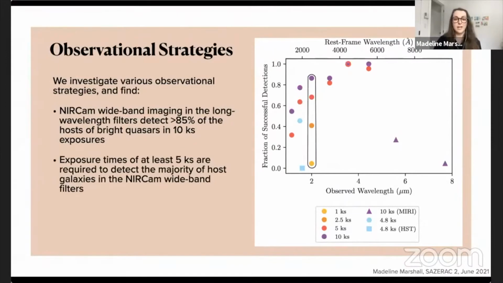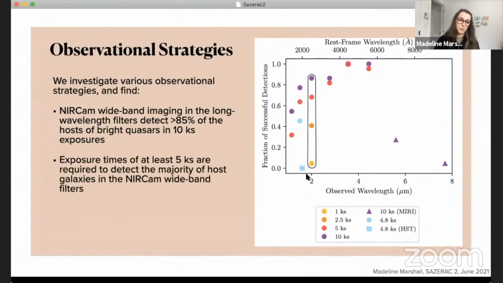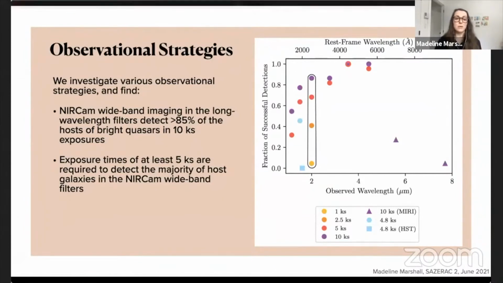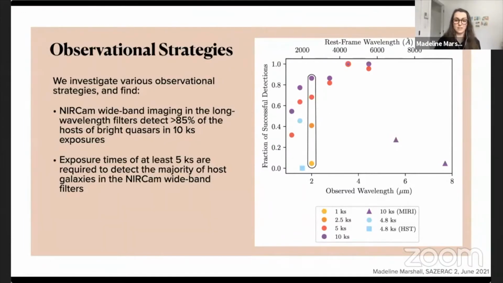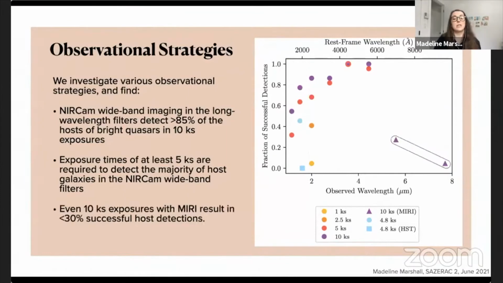So if we now consider the same filter but different exposure times, so we've got 1, 2.5 and 10 kilosecond exposures, we see that we really need about 5 kilosecond exposures or more to detect the majority of host galaxies. Now finally, we also consider MIRI, and so we find that unfortunately even 10 kilosecond exposures with MIRI will result in less than 30% successful host detections.